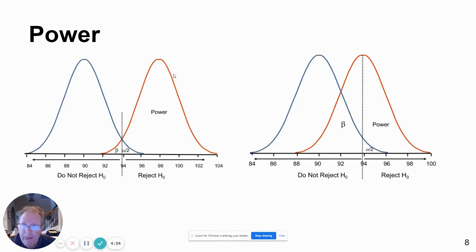Now I want to show you power using these two different graphs right here. Power is a conditional probability. The power of a test is conditional upon what the alternative value of the parameter actually is.